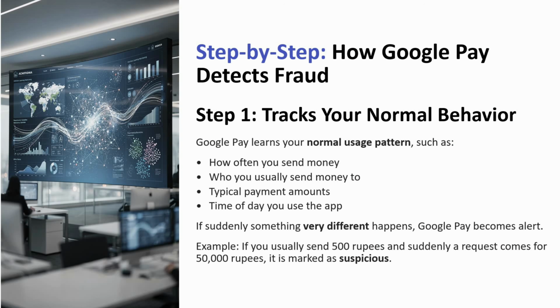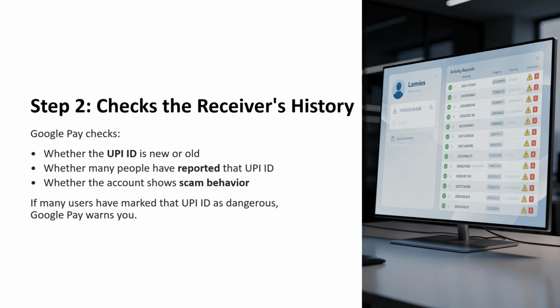Step 1. Tracks your normal behavior. Google Pay learns your normal usage pattern, like how often you send money, who you usually send money to, typical payment amounts, and the time of day you use the app. If suddenly something very different happens, Google Pay becomes alert. For example, if you usually send 500 rupees and suddenly a request comes for 50,000 rupees, then it is marked as suspicious.